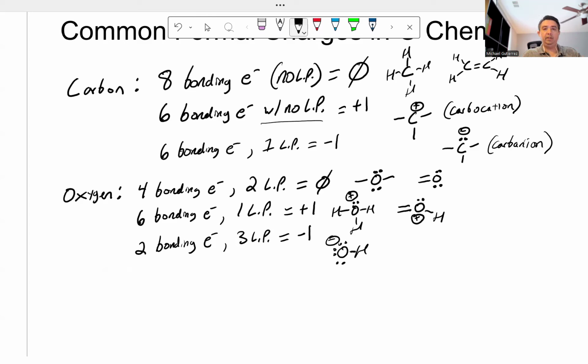One thing I want to highlight, notice the trend here, is that you generally will not see charges higher than 1. Carbon with a +2 charge doesn't exist. Carbon with a -2 charge doesn't exist. So your charges max out at 1, whether it's -1 or +1, and then most commonly 0.